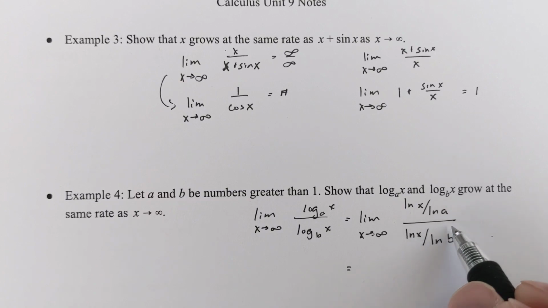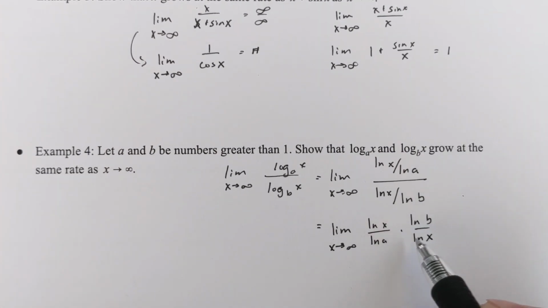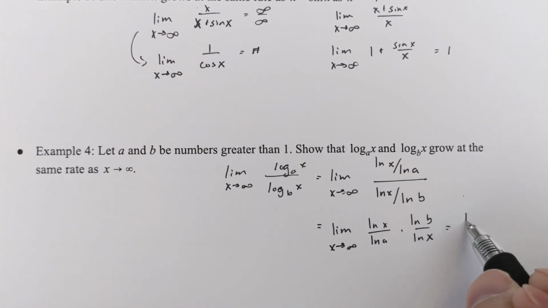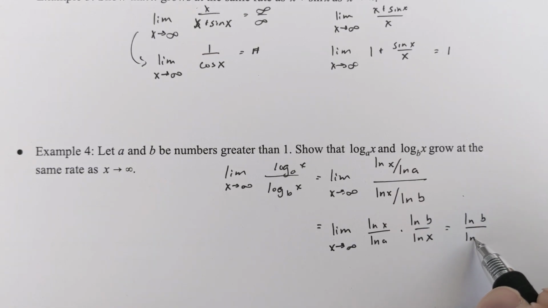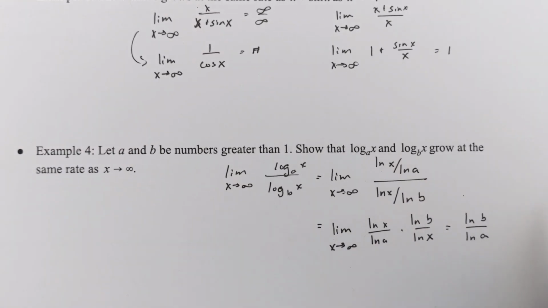this actually becomes, we're actually going to flip this guy over and multiply. So here we'll write it down. Limit as x approaches infinity of ln x over ln a times ln b over ln x. So you flip the bottom fraction and multiply. So these guys cancel. So this just equals the natural log of b divided by the natural log of a, which is going to be some number because a and b are numbers. So this equals some value, so they grow at the same rate.